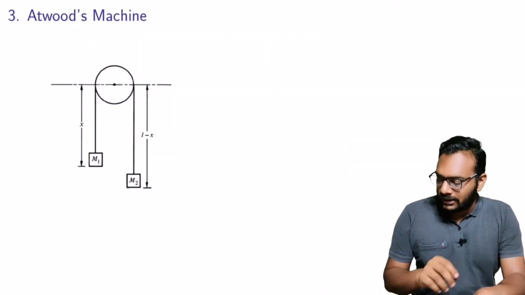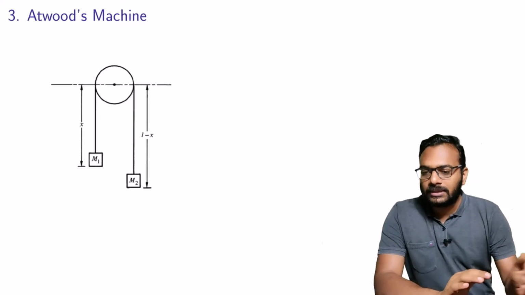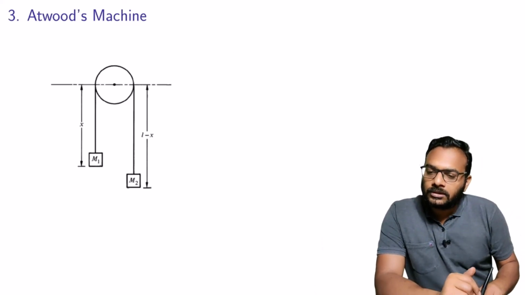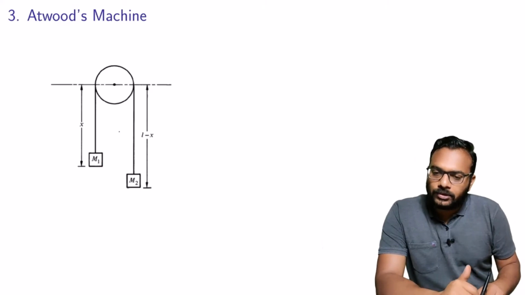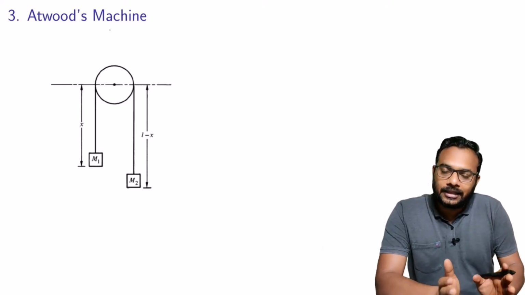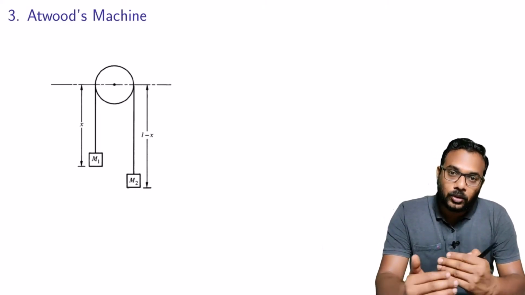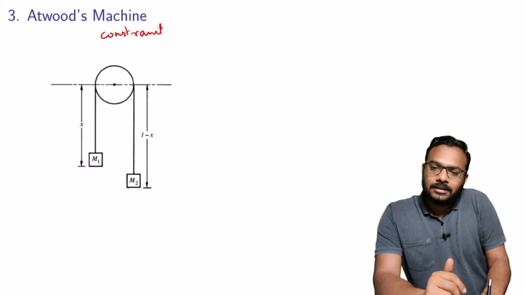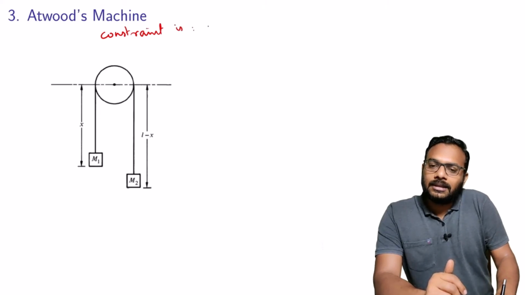Well, let's solve another interesting problem. It's called the Atwood's machine. So you have two masses, m1 and m2, and a pulley here. The total length of the string is L. The constraint is that the length of the string remains the same. The string is non-extensible.